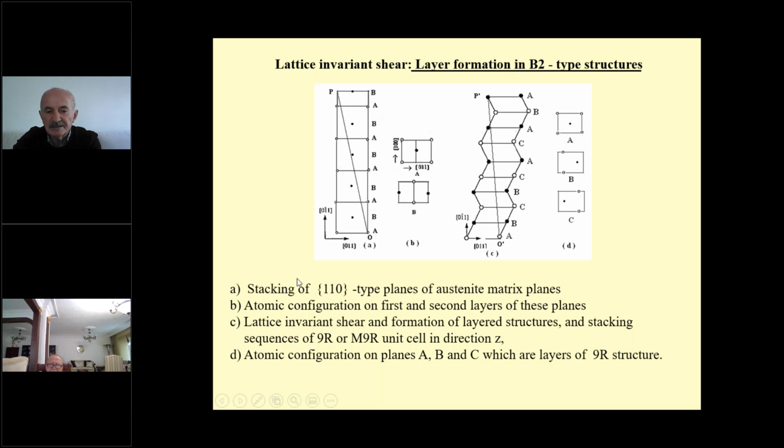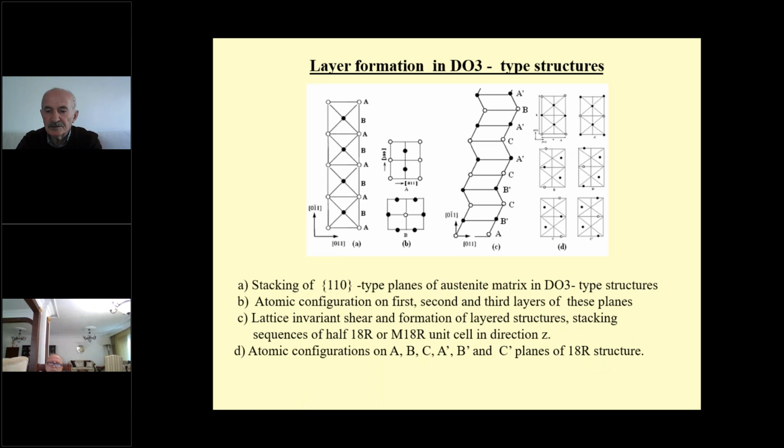The first figure represents the stacking of 110 type planes of the parent matrix, and with the lattice invariant shear on these planes, they turn into layered structures with the stackings A, B, C, B, C, A, C, A, B, and CAB, the 18R martensitic structures. This is also another illustration of the layered formation in DO3 type superlattice for DO3 type parent phase structures and 18R martensitic structures.